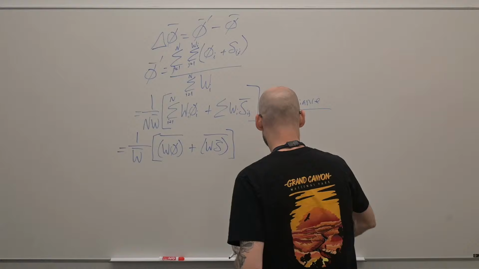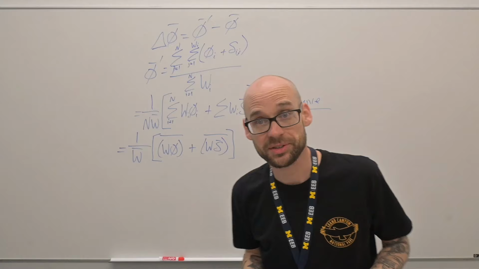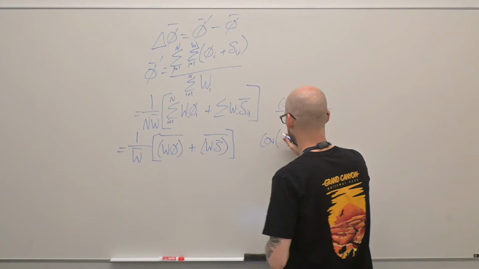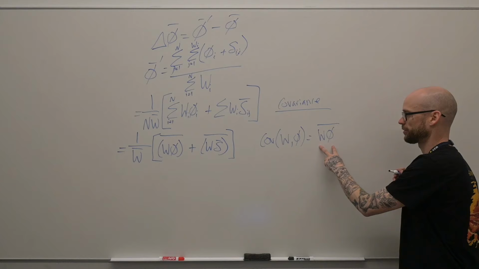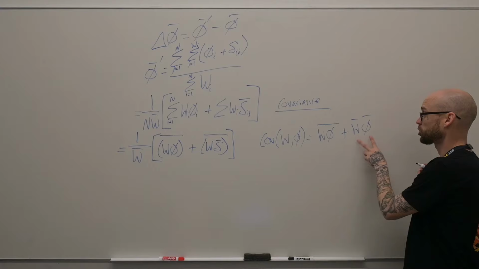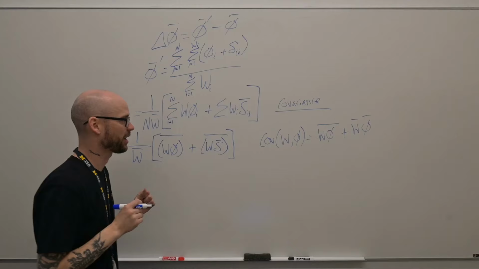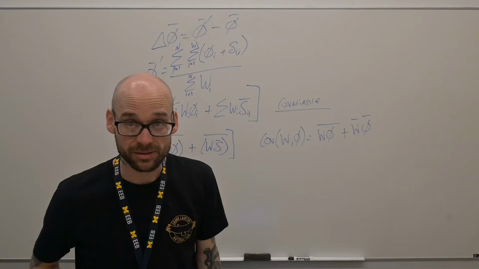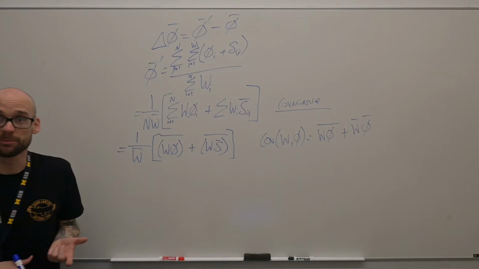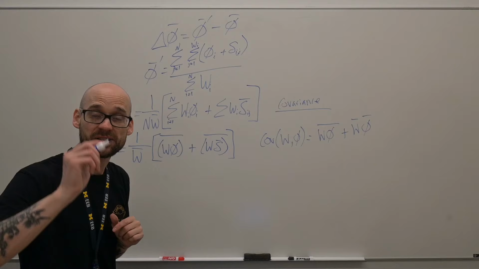So there are some interesting mathematical identities between means and covariances. It turns out a covariance between fitness and a trait is equal to the mean of the product minus the product of the two means. Okay? That's the definition of covariance. Notice that we have a mean product in both of our terms here. So we can actually rewrite these terms as covariances between these traits.